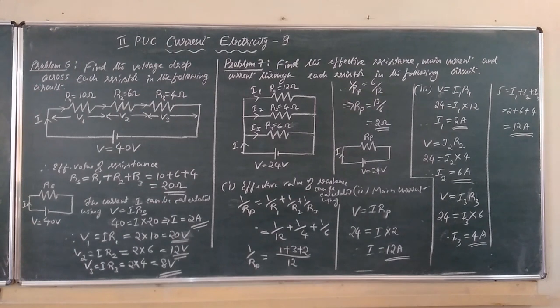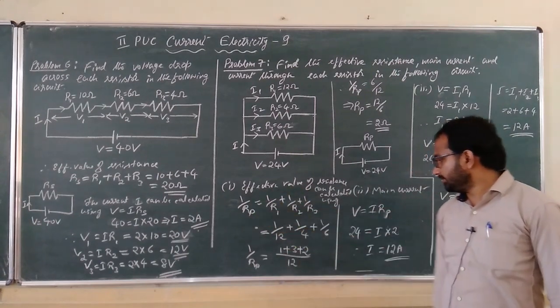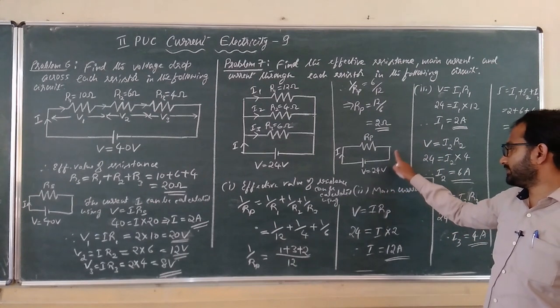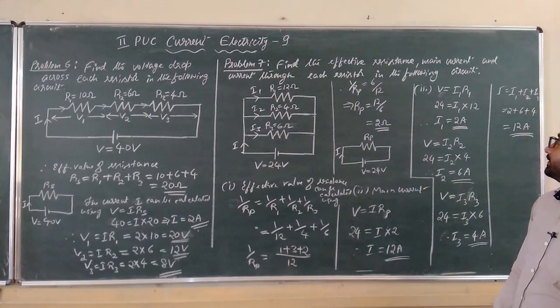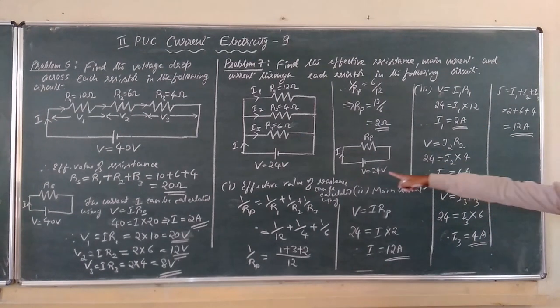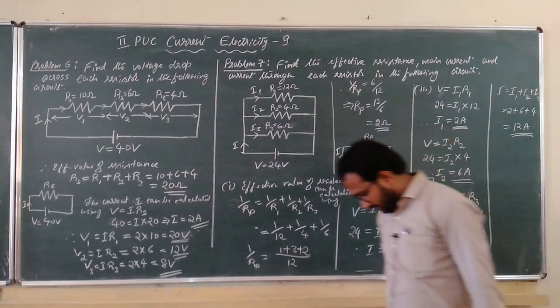So this is also a simple problem. The effective value of resistance you can calculate using this formula, which comes out to be 2 ohm. The main current is 12 ampere, and the branch currents through individual resistors are I1, that is 2 ampere, 6 ampere, and 4 ampere. The sum of these three currents should be equal to the main current I, because I is equal to I1 plus I2 plus I3.